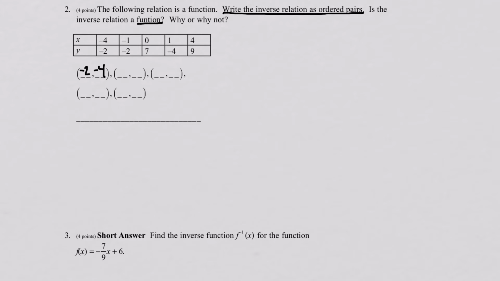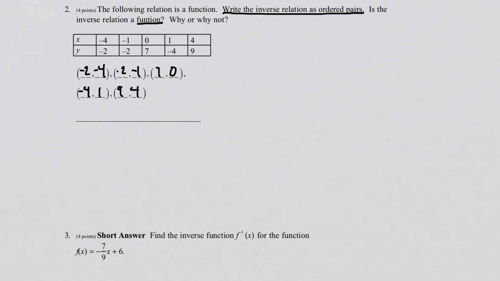So the next point is going to be -2, -1. And the next one is going to be 7, 0. The next one is going to be -4, 1. And then the final one is 9, 4. There, done with that part.